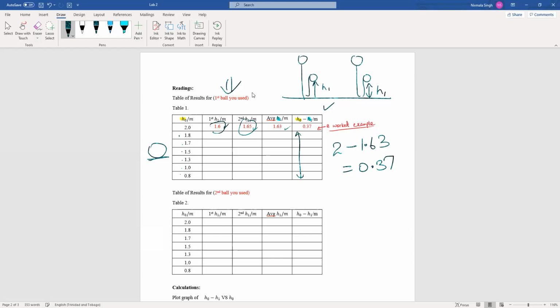So all the values you get here, suppose for 1 meter, you get 0.6 and 0.6 meters. You find your average, you subtract them, you get 0.4.